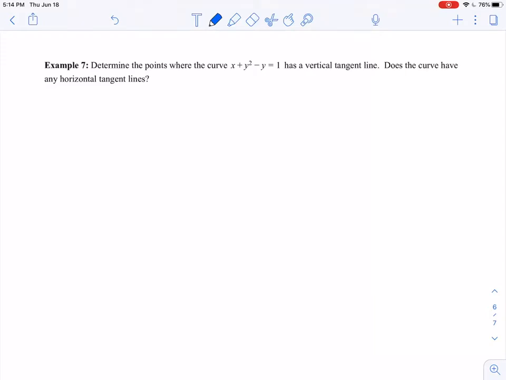So it says, determine the points where the curve x plus y squared minus y equals 1 has a vertical tangent line. We also want to know where we have horizontal tangent lines. I know we're talking about tangent lines, so we must need the derivative. So I have x plus y squared minus y is equal to 1. I'm going to start by finding the derivative of this function.